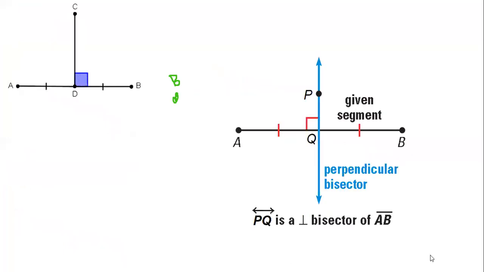Now, these are more examples. Line CD is the perpendicular, since we have a right angle here, bisector of AB. Since we have AD equal to DB, then D will be the midpoint of segment AB. Also here we have another example. We have a segment AB. Q is the midpoint of segment AB. Since AQ is equal to QB, we have the same marks here. PQ, the blue line, is the perpendicular bisector of segment AB.